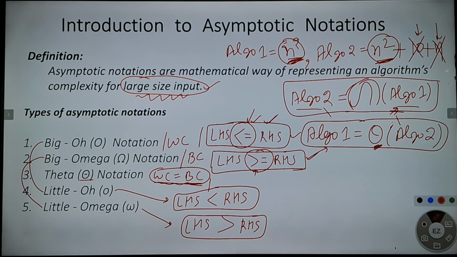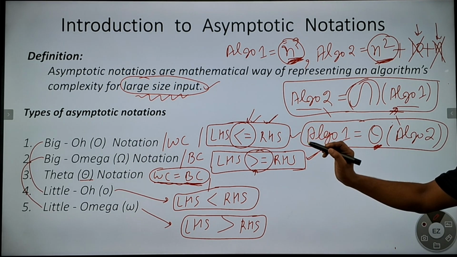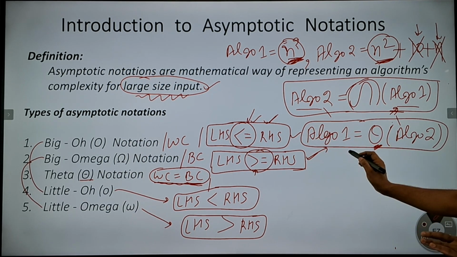We have lots of examples with us. I will go through them also. That will bring crystal clear clarity in our mind about the asymptotic notations. Keep in mind what I am telling you right now.